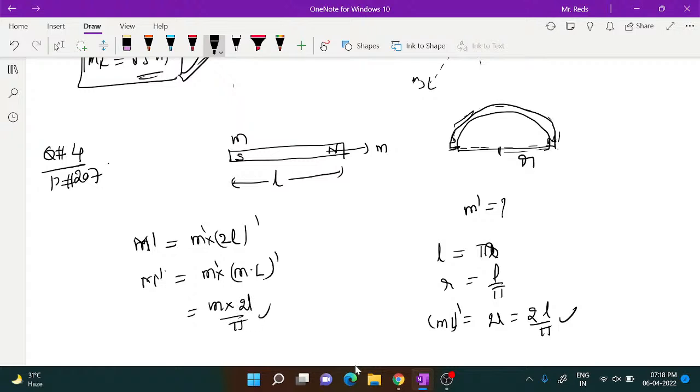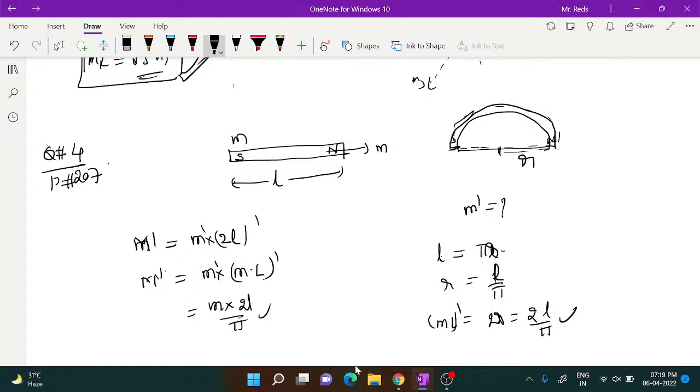L is pi r, so r is equal to L by pi. Then 2r is equal to 2 into L by pi.